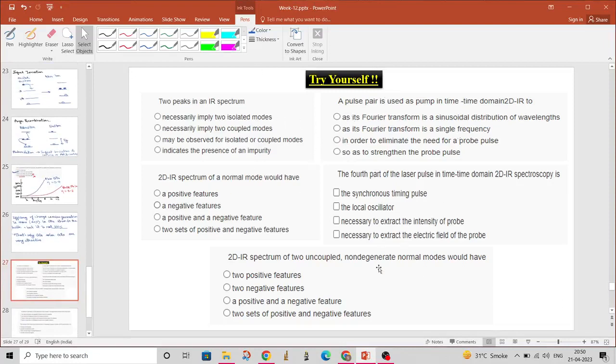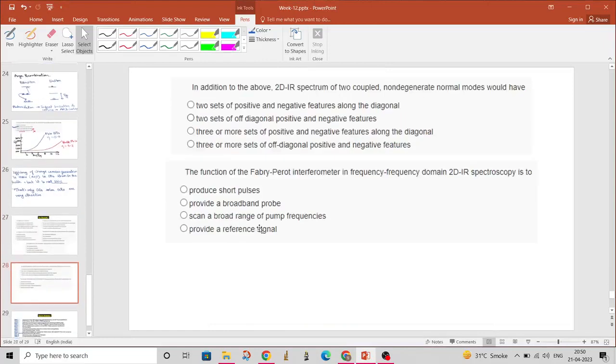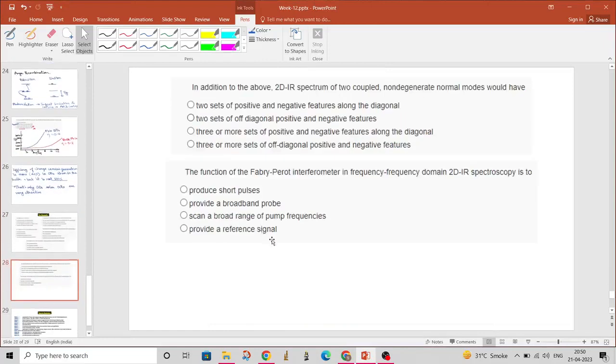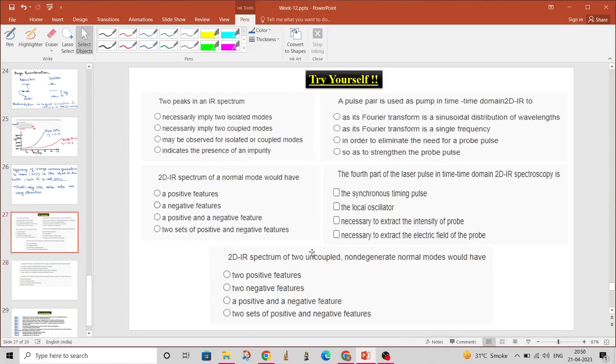So these are some of the questions related to 2D IR spectrum. I'm sure after watching the videos you will be able to answer these.